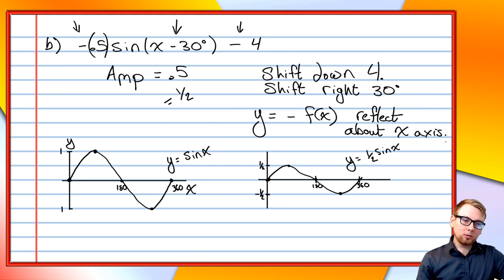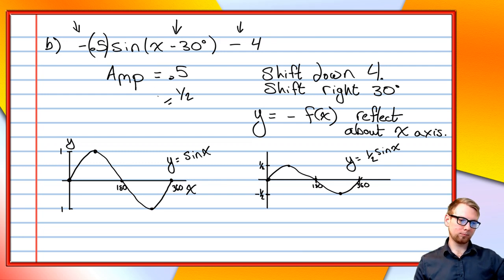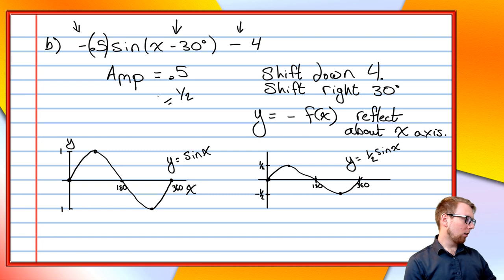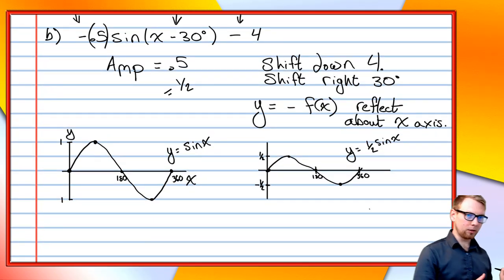What do you want to do next? The shift, let's say horizontal. I always like to do the vertical one last since it's the easiest. Cool. So we're moving to the right 30 degrees.